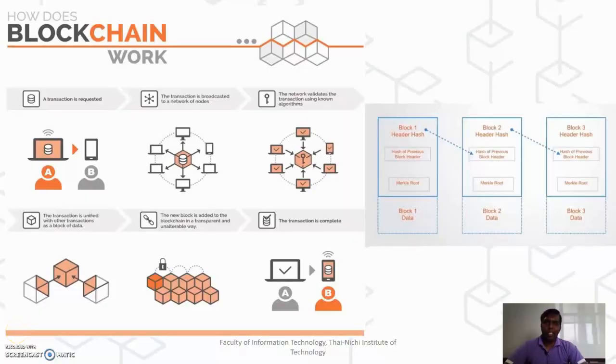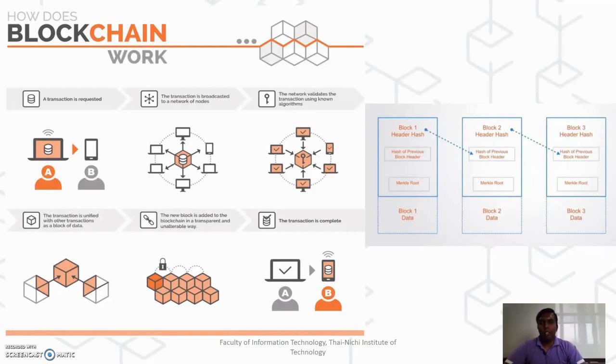Welcome to blockchain technology. Last video we saw a proper definition of what a blockchain is and what it is used for. Today we are going to see a brief explanation of how a blockchain works, that is, what the underlying technology or technique is which makes the blockchain work.